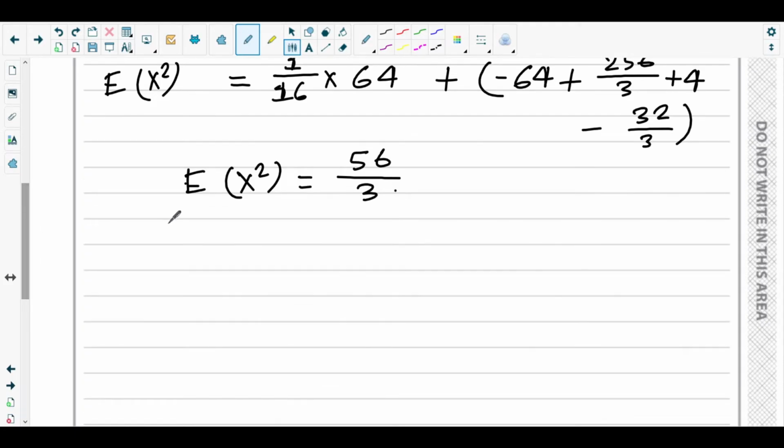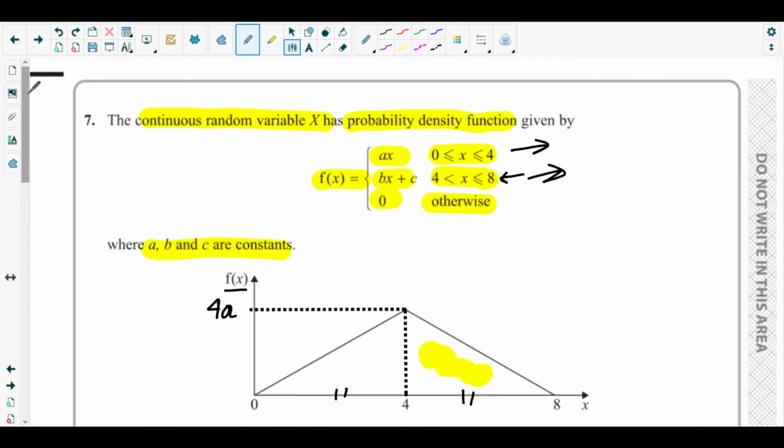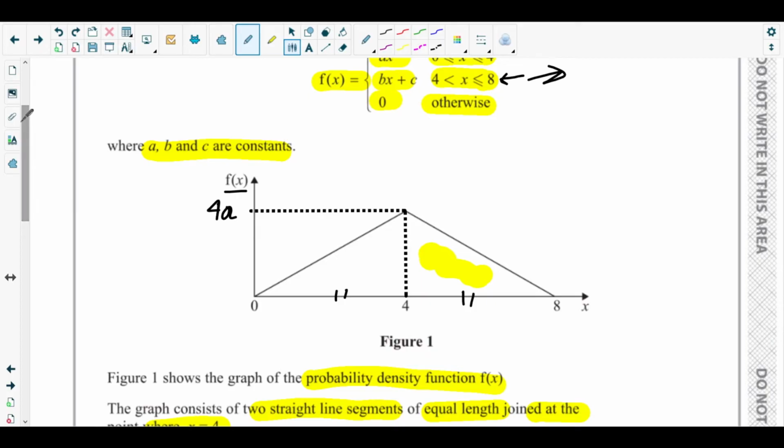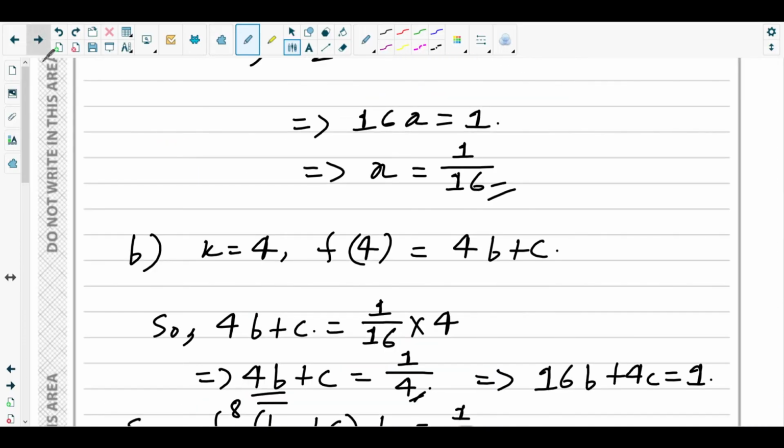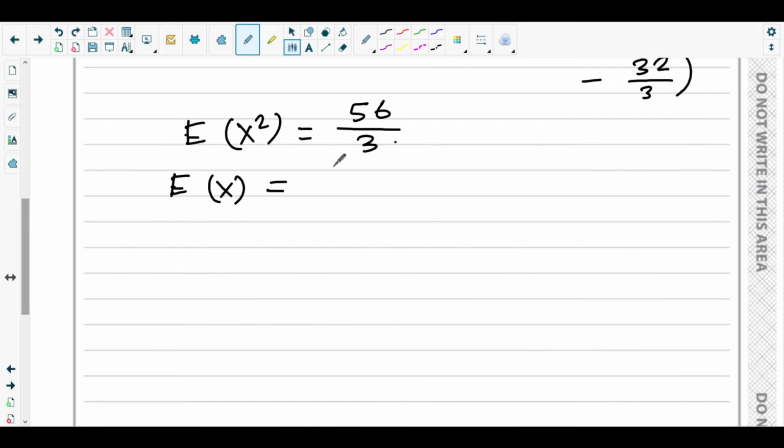Next is expectation of x. Should we use the formula for expectation of x? No need. It will be just a waste of time. Just consider the graph. Since it is a symmetrical graph, the median and the mean will be at the center, which is 4. By symmetry we can say it is 4.